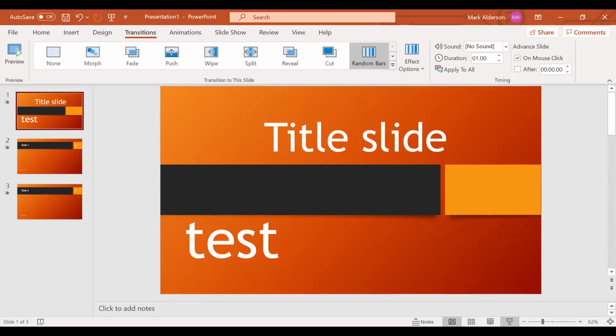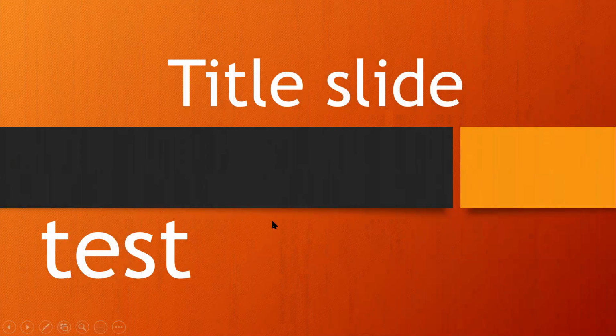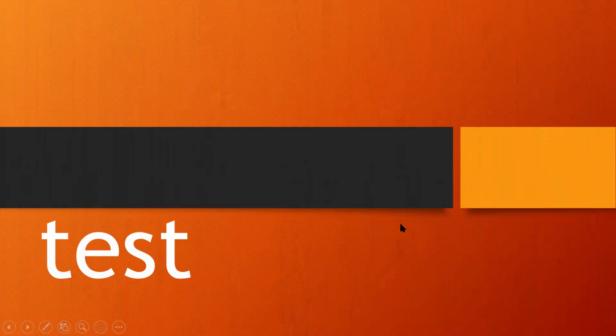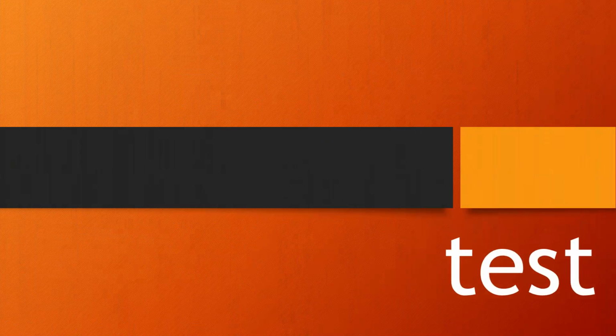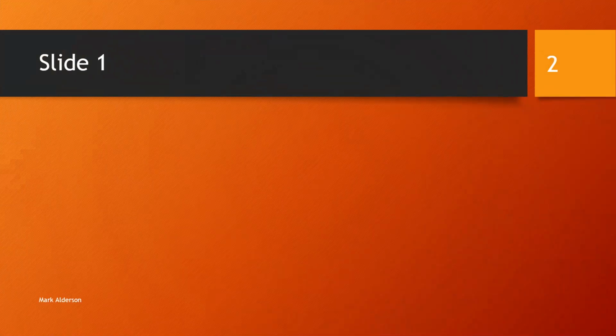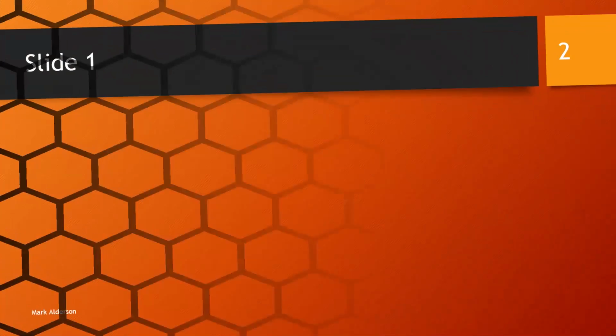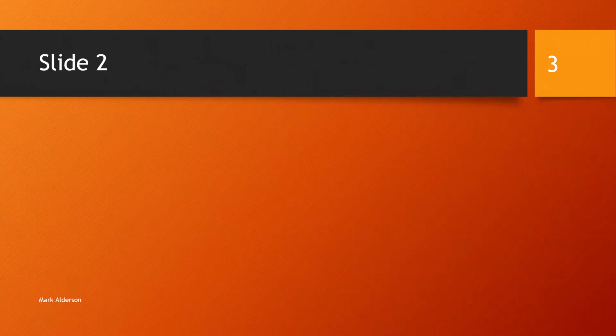Let's have a go. So random bars that's came in. The title slide should slide down at the next click. Text should slide across because we put an animation path in there. Yep. And then a transition to the next slide, ripple, and then a transition honeycomb to the third slide. Very nice. I'll hit escape there.